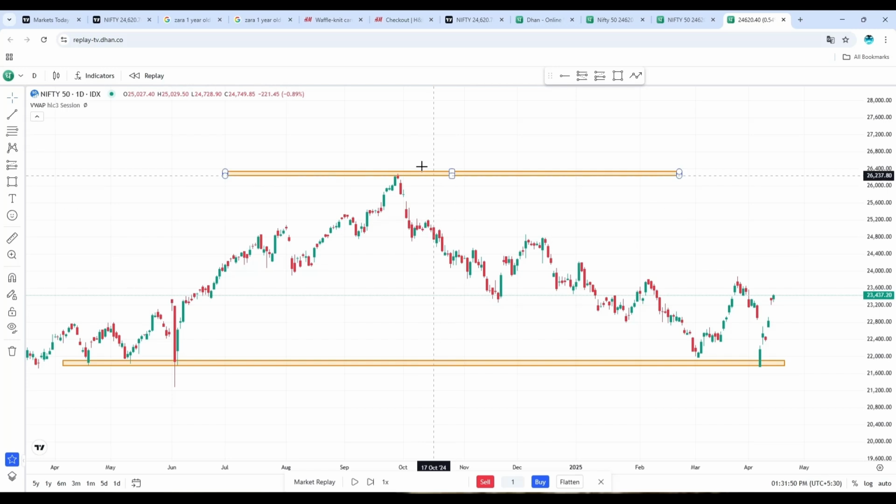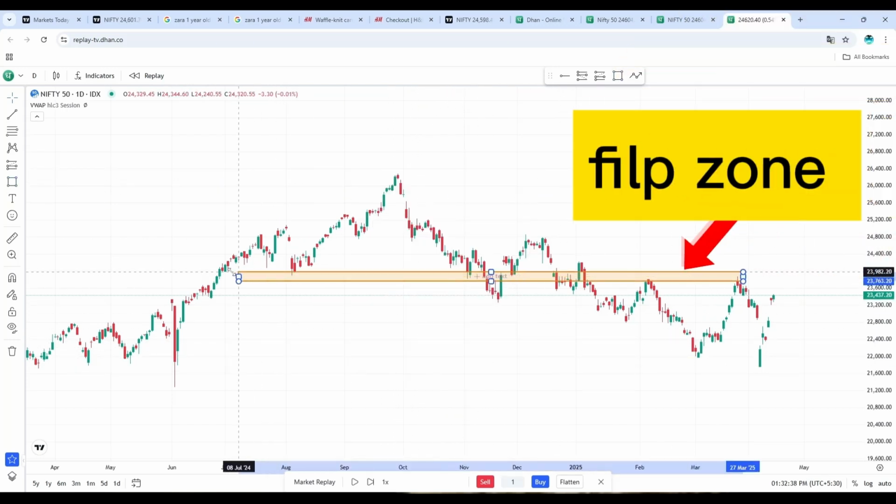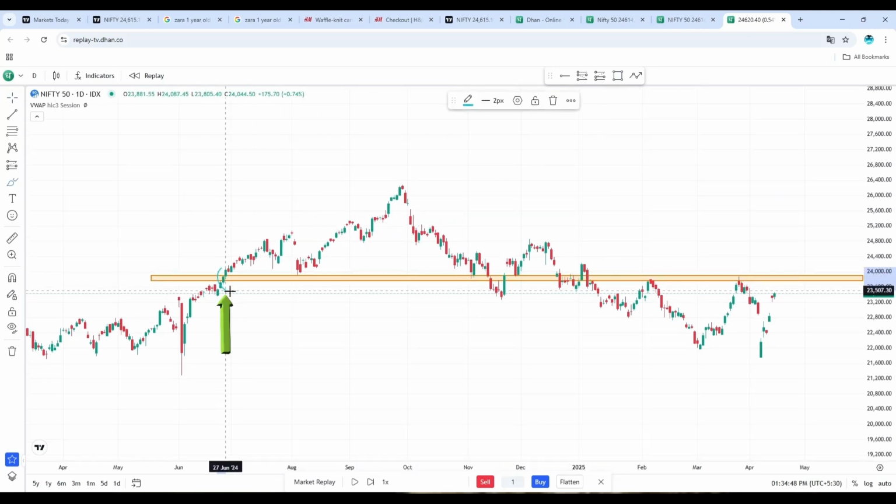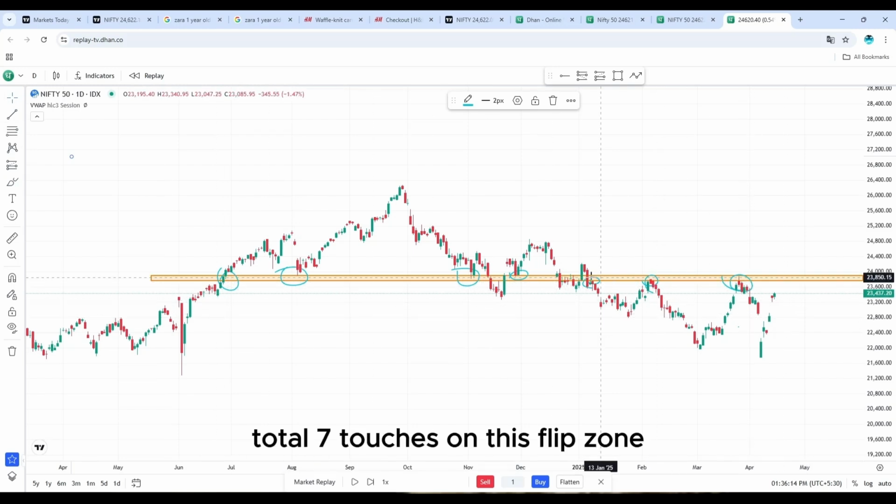I will be looking for 2 to 3 touches of the support and resistance. As you can see, this is a flip zone here. And you may ask, what makes this a highly profitable zone? 1 touch as support, again 2 touches as support here, third support here. We broke below the support but got right back up. 1 more touch here and 1 more touch as resistance, another touch as resistance, and 1 final touch as resistance. As you can see, 1, 2, 3, 4, 5, 6, 7, a total of 7 touches on this flip zone.